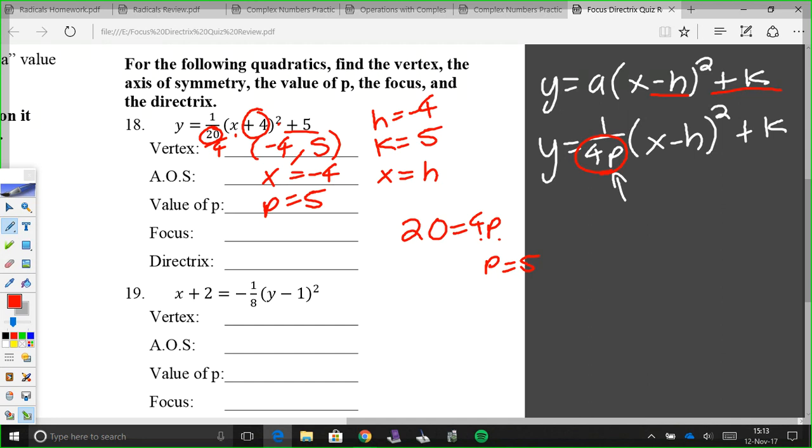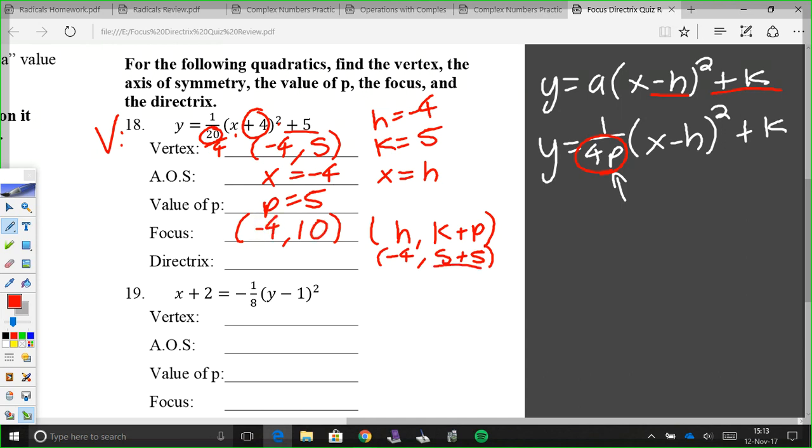Now the focus. This is where those formulas that we just wrote down a moment ago are going to be used. My formula for the focus, and this is a vertical parabola, as we've already established, was h and then k plus p. That's the formula I'm going to use. Here h is -4, k is 5, and p is 5 as well. Plugging them in, that's going to make the point -4, 10, because 5 plus 5 makes 10.